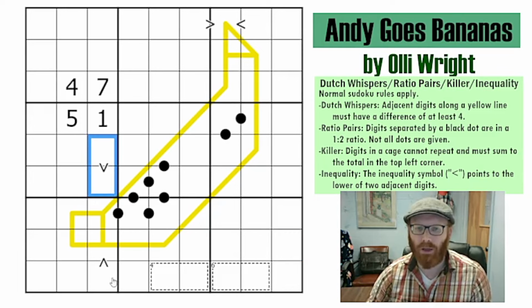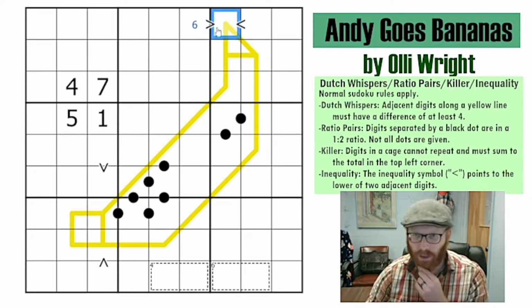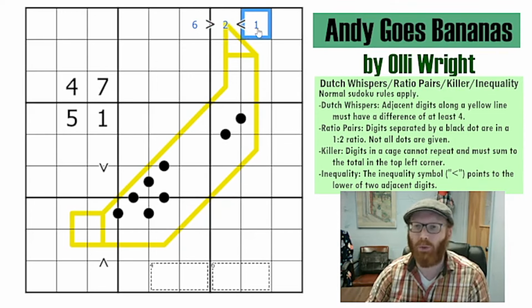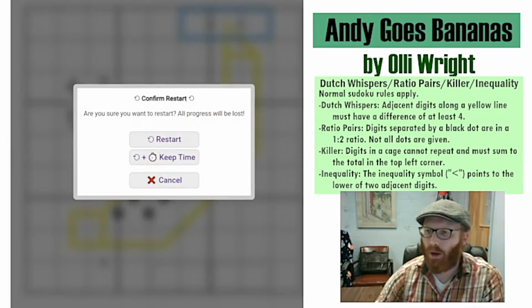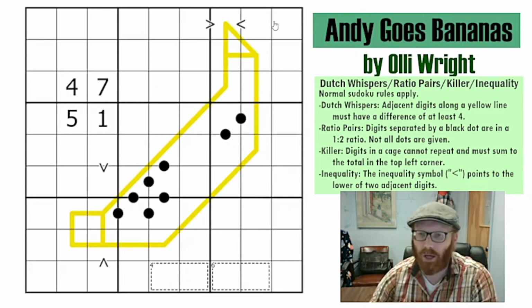Finally, we have these inequality symbols, and they connect two cells and indicate that the cell that is in this, say a 6, has to be greater than the cell that is here, say a 2. And if we put a 2 there, then we could not put a 1 here because 1 is greater than 2. This should point to the lower number, so maybe that could be like an 8. All right, those are the rules. I'll restart my timer. Let's give this a shot.